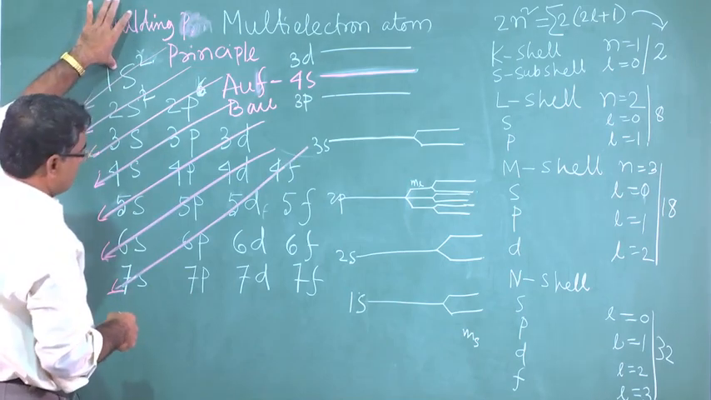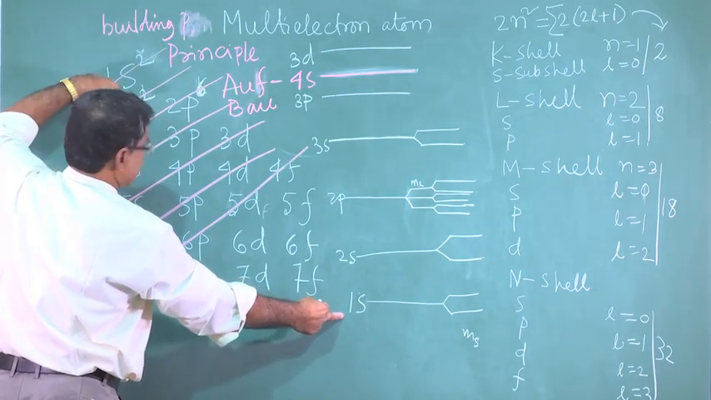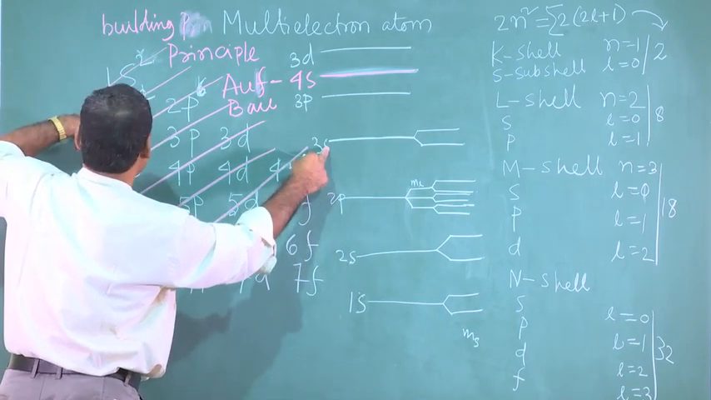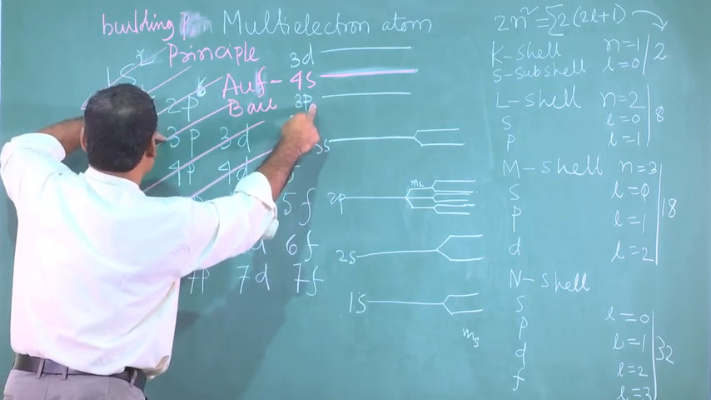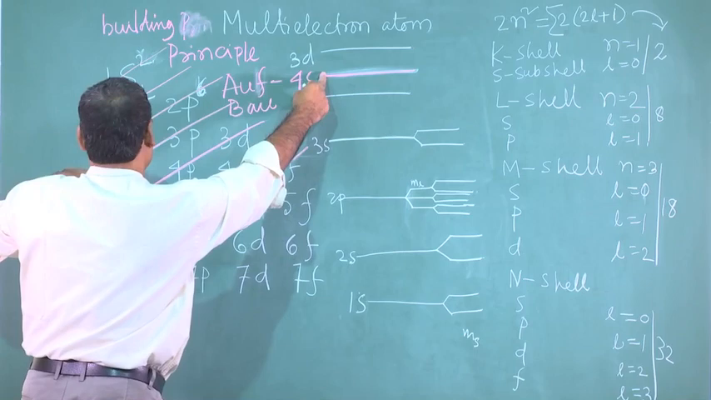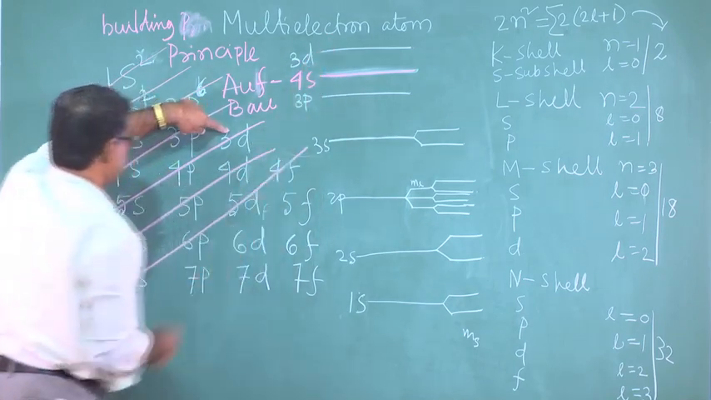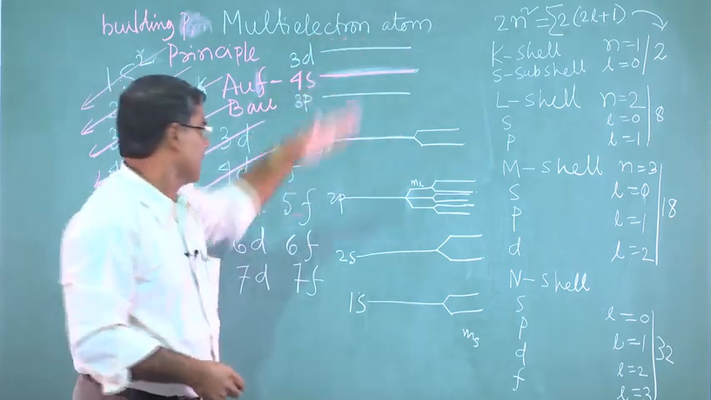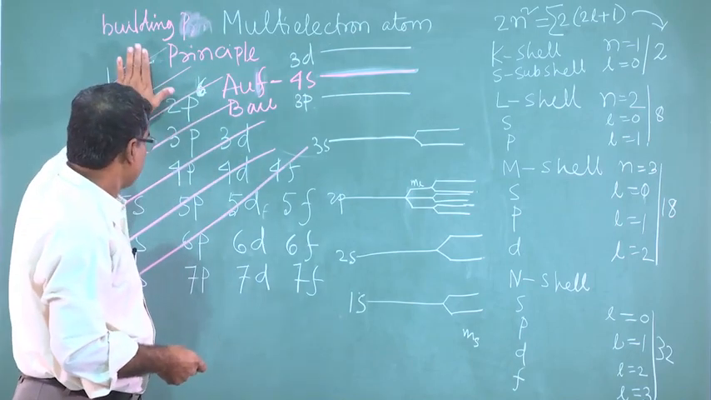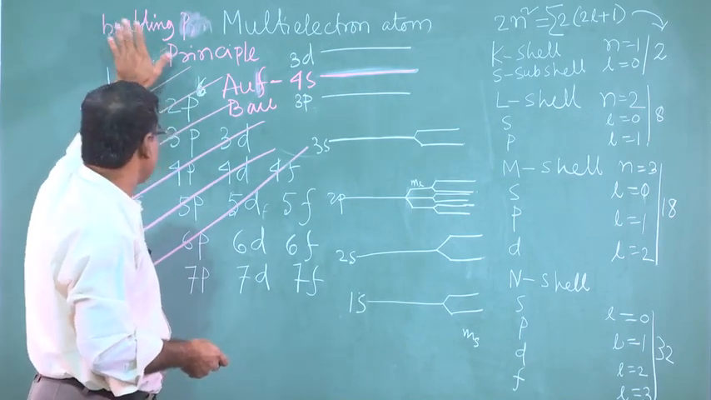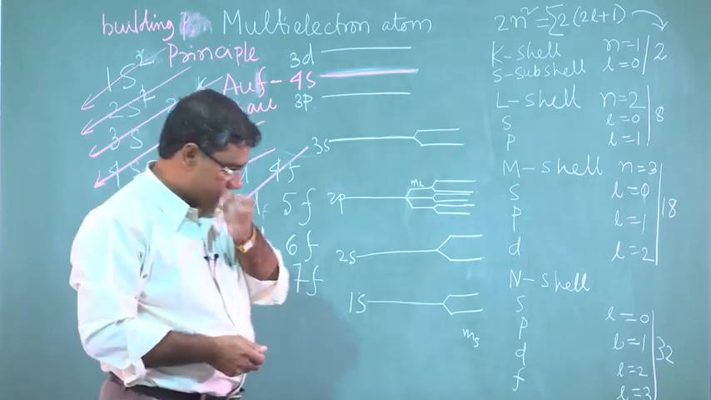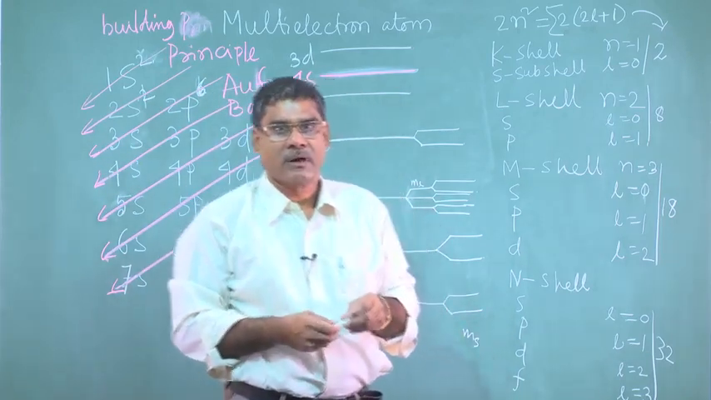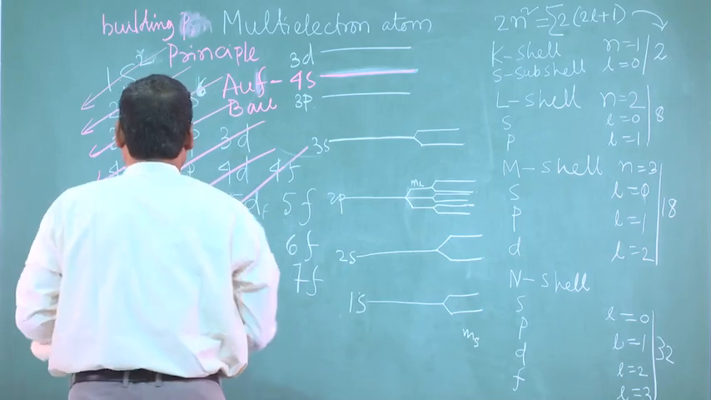So, 1s, then 2s, then 2p, then 3s, then 3p, then 4s, okay, and then 3d, after that 4p. So, that way one can go ahead. One can follow this building principle, the Aufbau principle. Following this, one can put the electrons for the ground state.